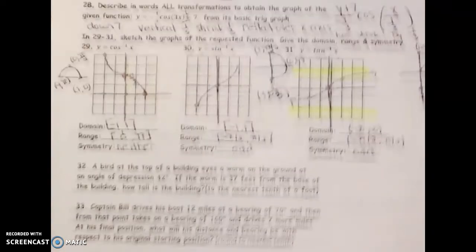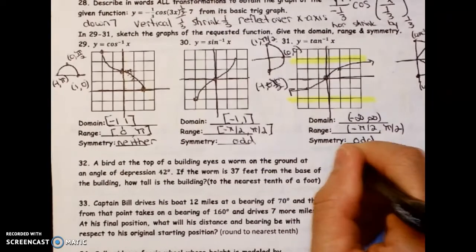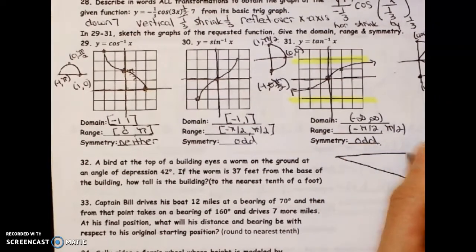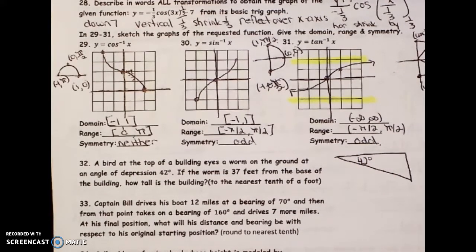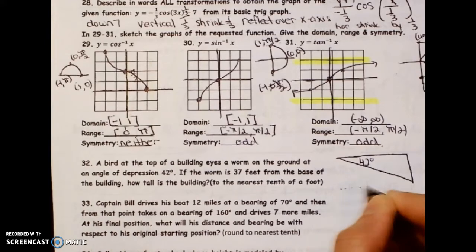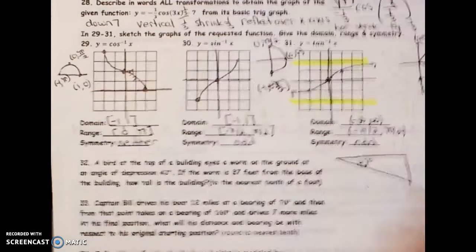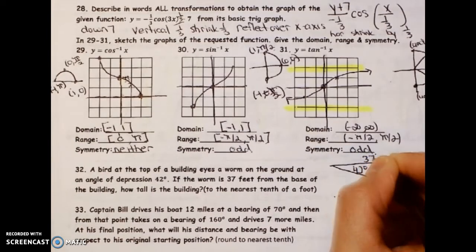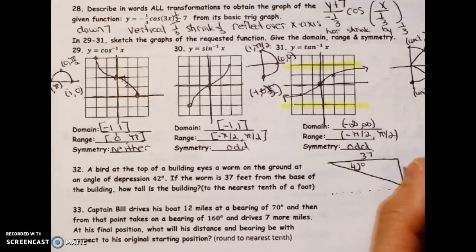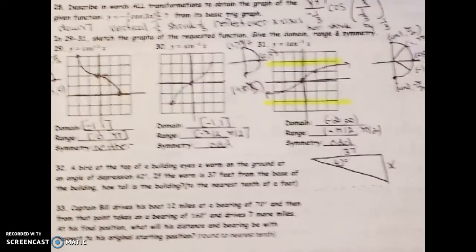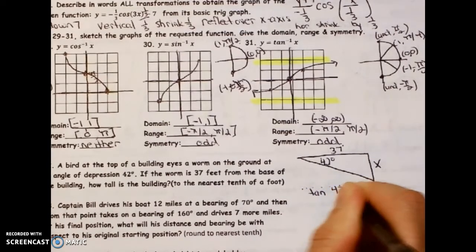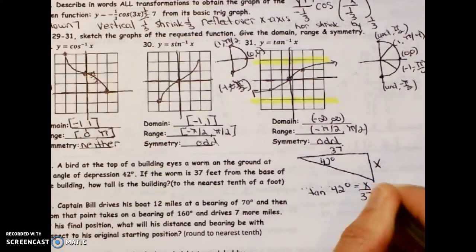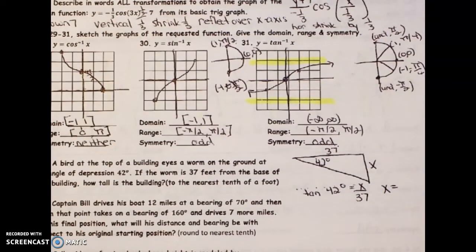Moving on to number 32. It talks about we have an angle of depression. That means I'm looking out and down. This angle is 42 degrees. It says the worm is 37 feet from the base. That means technically this distance here is 37. With respect to my triangle, though, this is 37. I want to know how tall is the building. We're using SOHCAHTOA. Opposite over adjacent would be tangent. Tangent of 42 equals x over 37. When you solve that, you end up with x is equal to 33.3.